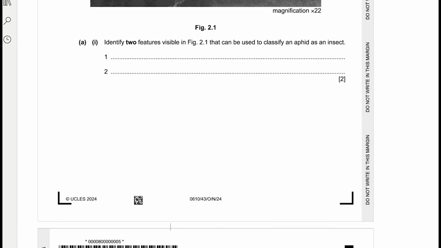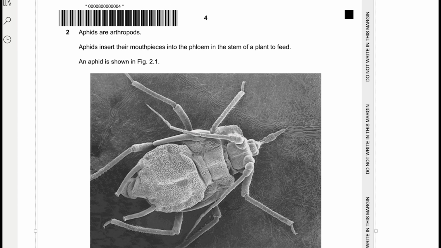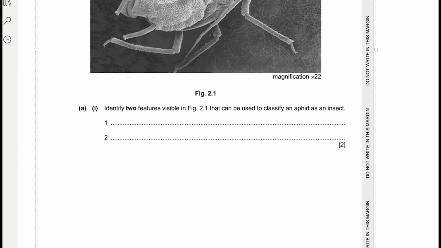Now, what are the features that help us to classify an aphid as an insect? As we can see here, this diagram shows that the insect has three body parts. It has this part here, this part here, and this part over here. But also we can see the legs here, here, there. So we see that it has three body parts, but also it has three pairs of legs. Those are features that can be used to classify it as an insect. So it has three body parts.